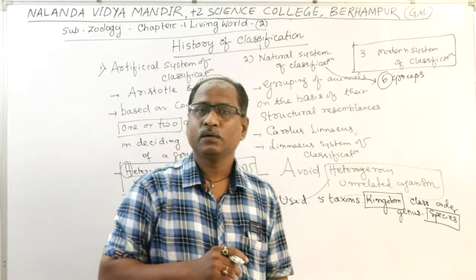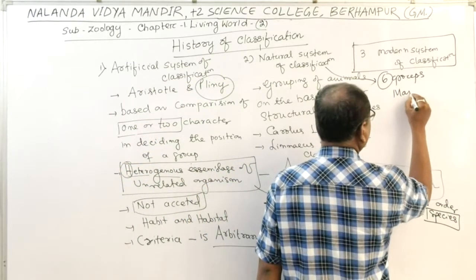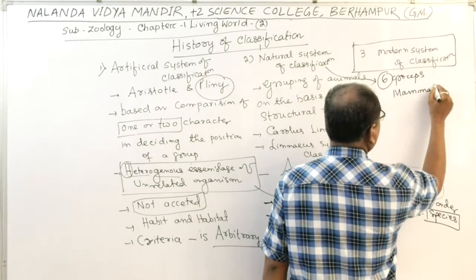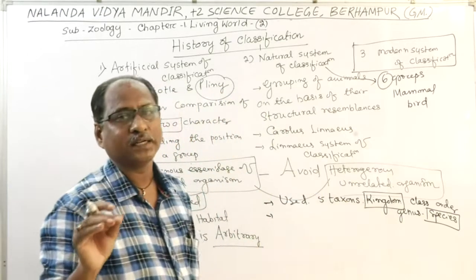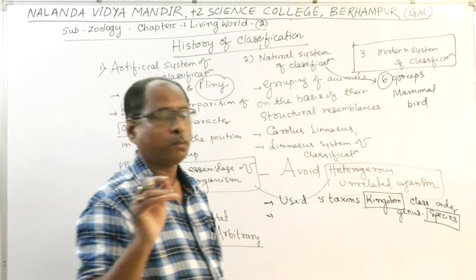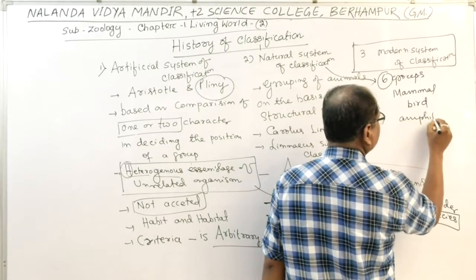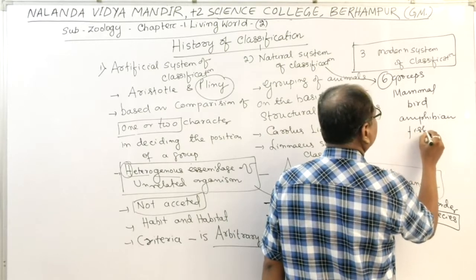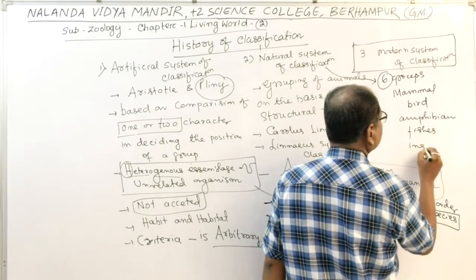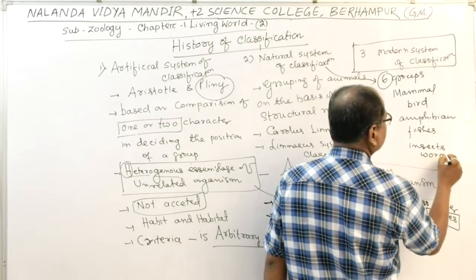The first group was mammal, bird, amphibian, all fishes, insects and worms.